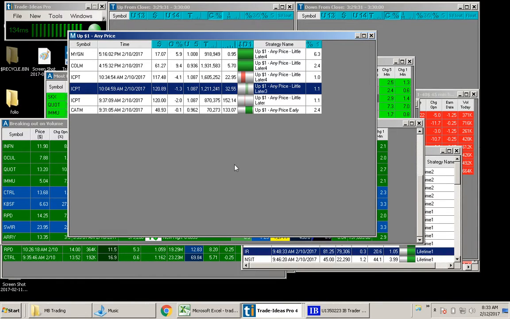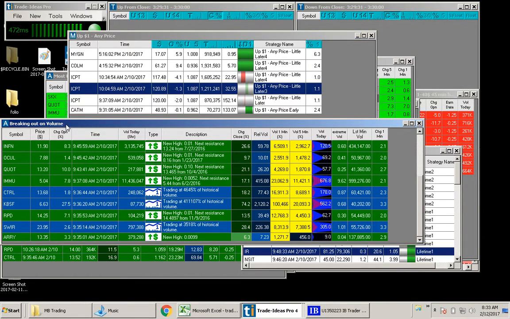Friday was an unbelievable day. Let's take a look at some of the great moves that happened. Here are some of my favorite Trade Ideas windows. The first one is "breaking out on volume." These are stocks that are making a great move during the day, and boy, were there some great ones on Friday. Let's take a look at this one.